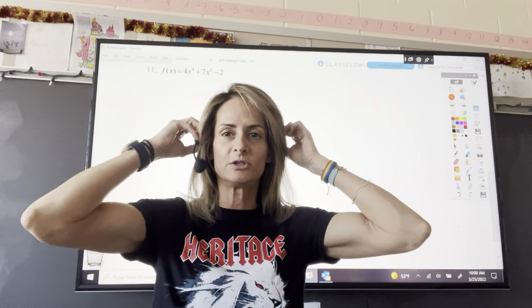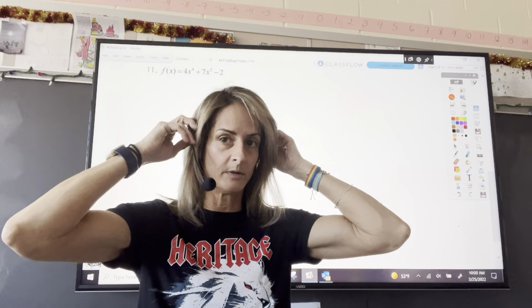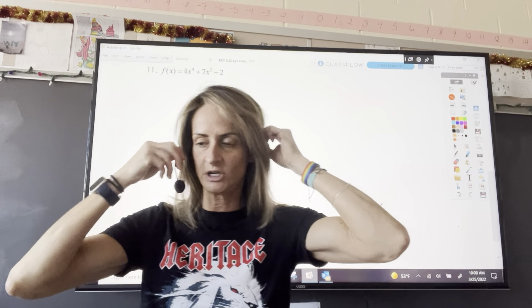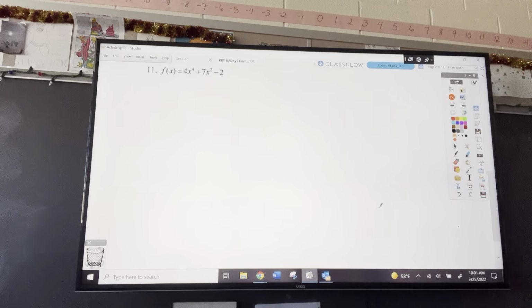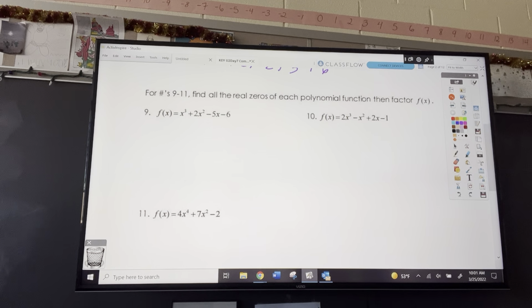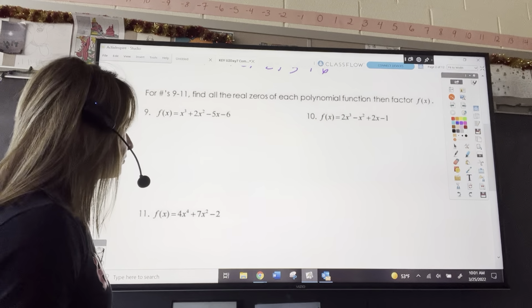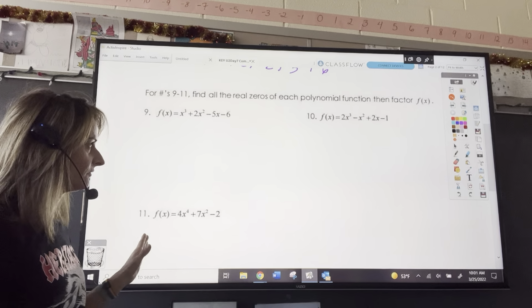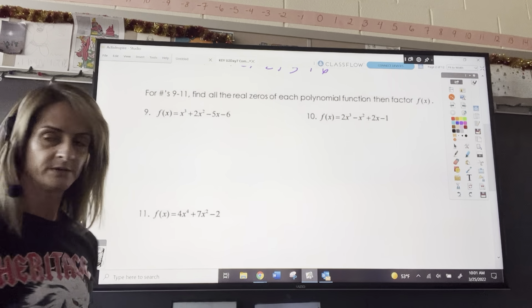Today we are going to do two problems. I will attach the worksheet. The directions for this problem, we're going to be doing numbers 11 and 12. Ask us to find all the real zeros of each polynomial function and then factor it. And we're going to start with number 11.